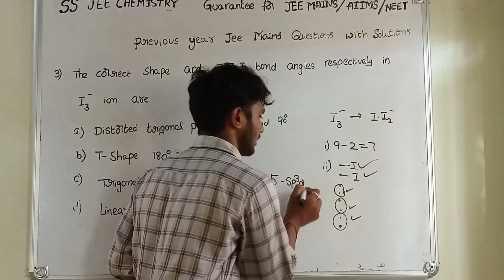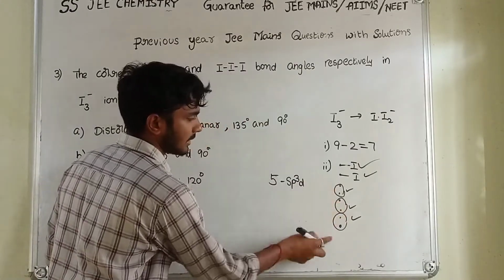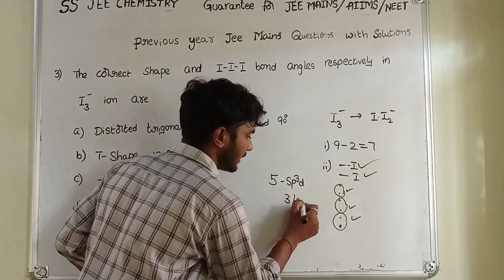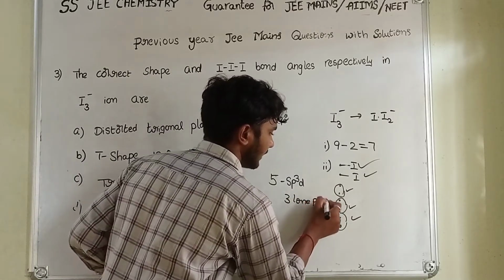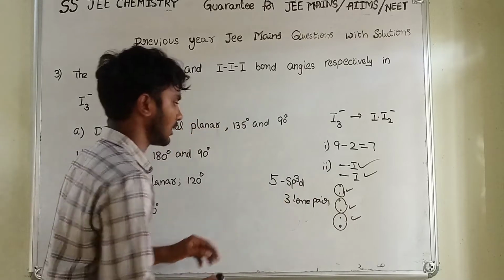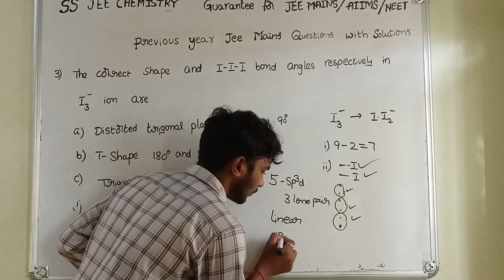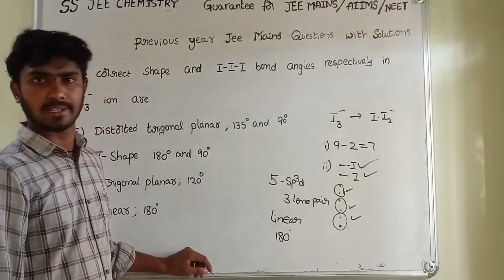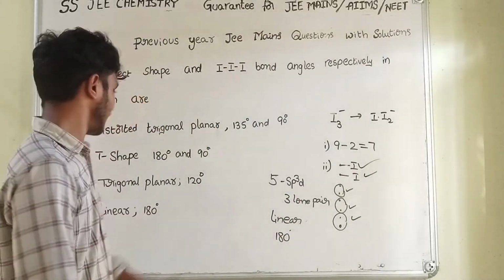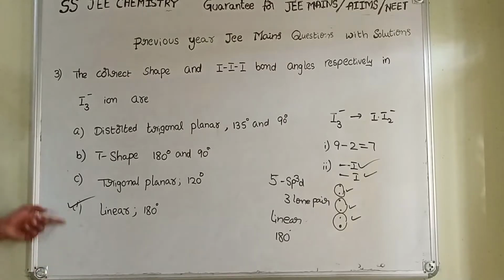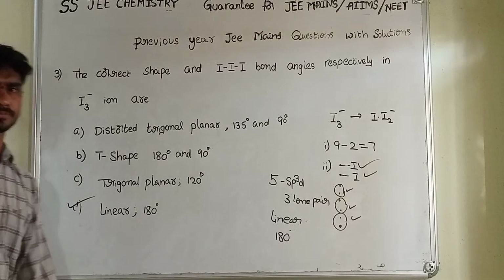So sp3d hybridization with 3 lone pairs. Which shape is it? Linear. And what is the bond angle? 180 degrees. So linear, 180 degrees means option D is the answer.